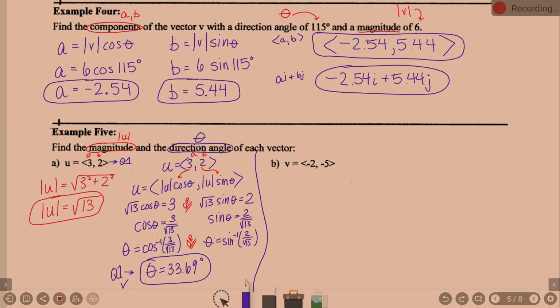Okay. Let's try B. What you got here? Thoughts? Okay, starting off finding the magnitude, I assume? This is labeled as vector v, so I'm going to say I'm finding the absolute value of v this time. Square root of negative 2 squared plus negative 5 squared, which is going to be square root of 29, he says.